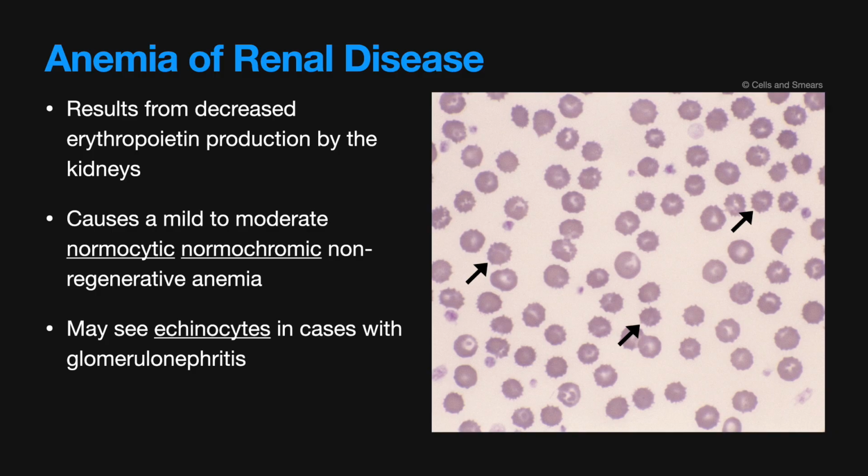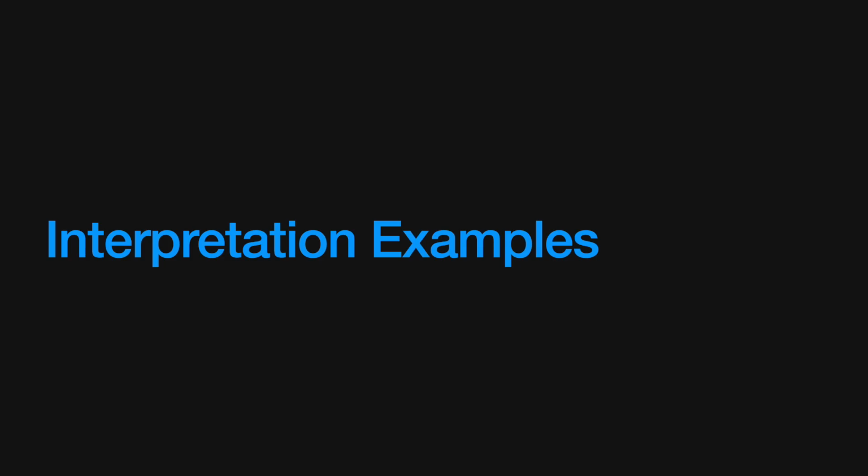Anemia of renal disease is similar, but it results from decreased production of erythropoietin by the kidneys. Again, it causes a mild to moderate, normocytic, normochromic, non-regenerative anemia. You may see echinocytes in some cases, as these cells can be associated with glomerulonephritis. To finish off, we will look at some interpretation examples.